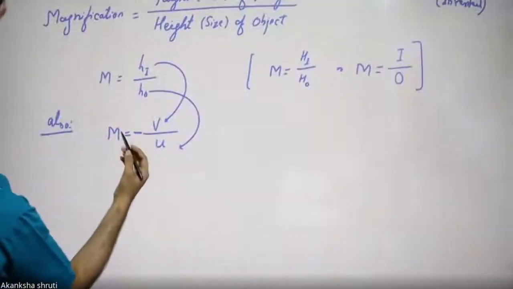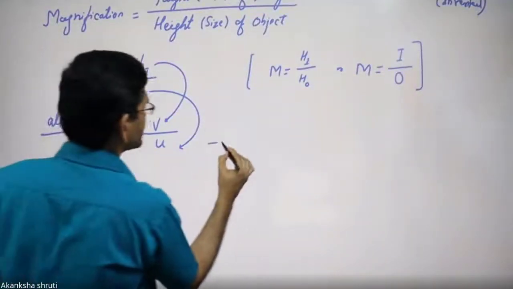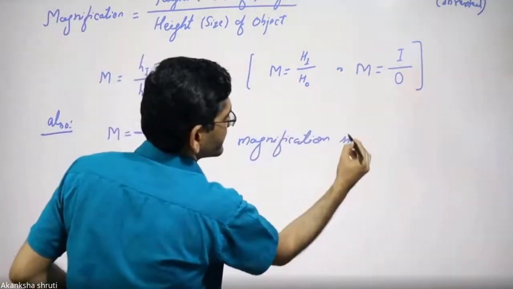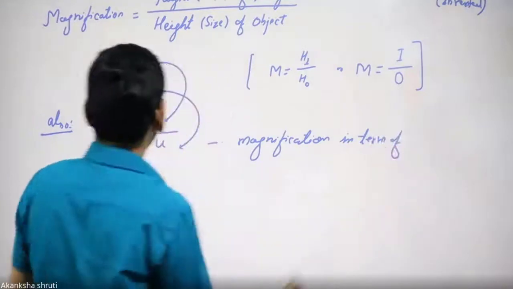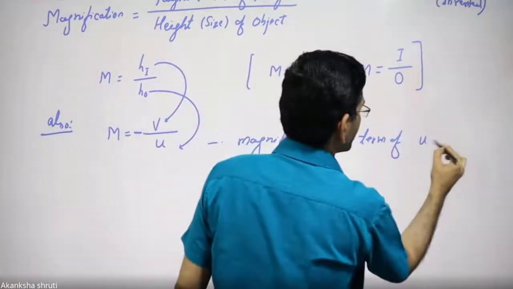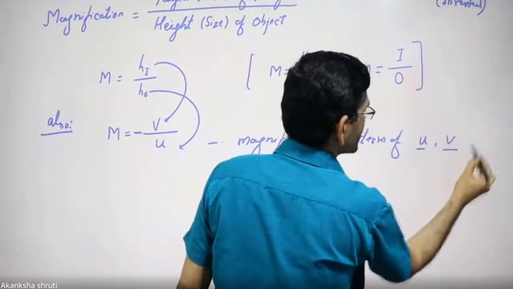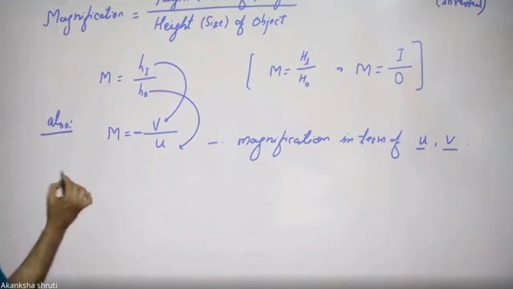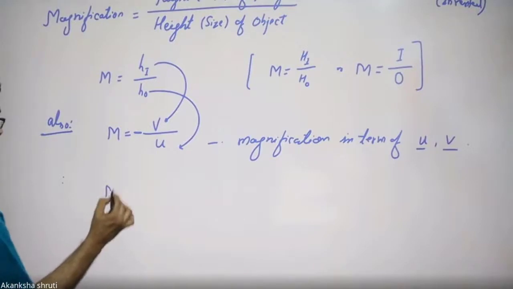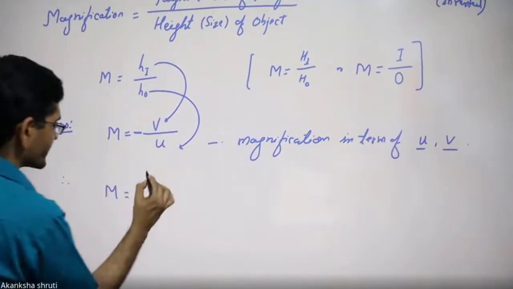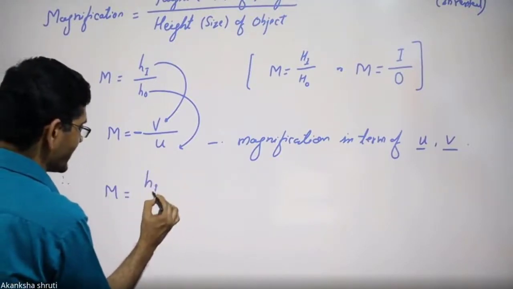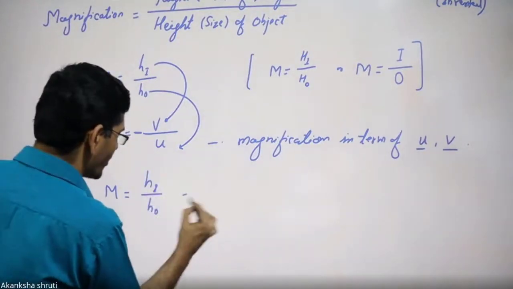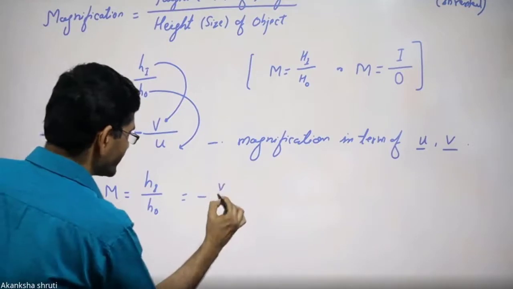So this is the magnification in terms of what? U and V. U means object distance, V means image distance. Therefore, this entire magnification can be clubbed together. It is nothing but the height of the image by the height of the object. Either you take this one or it comes the same as negative V by U.